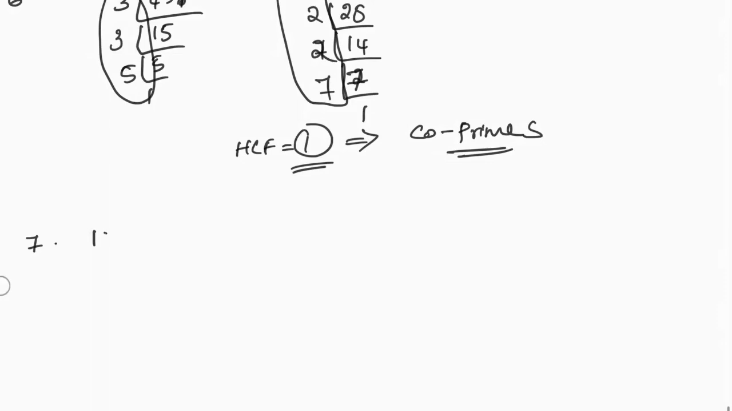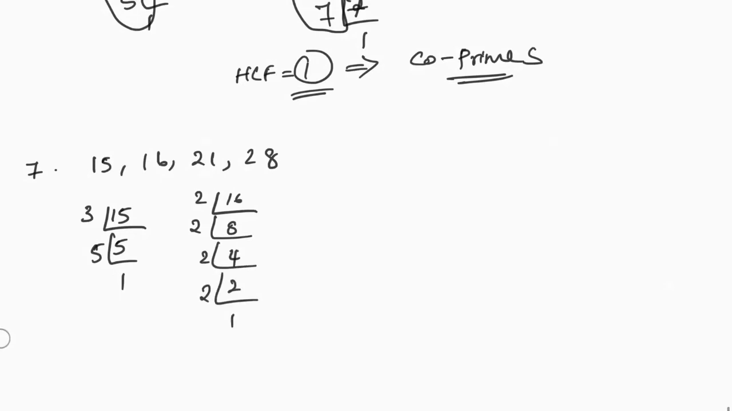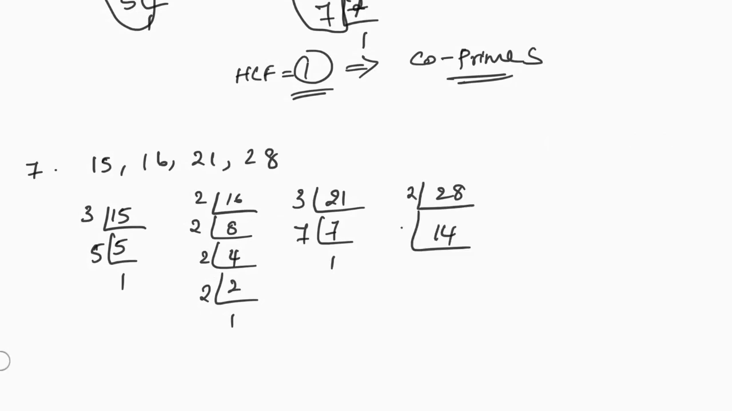So next, out of 15, 16, 21 and 28, find out which are the pairs of coprimes. So let me find them separately. 3, 5, 5, 1. 16: 2, 8, 2, 4, 2, 2, 2, 1. Coming to 21: 3, 7, 7, 1. 28: 2, 14, 2, 7, 7, 1. So which of these are coprime?